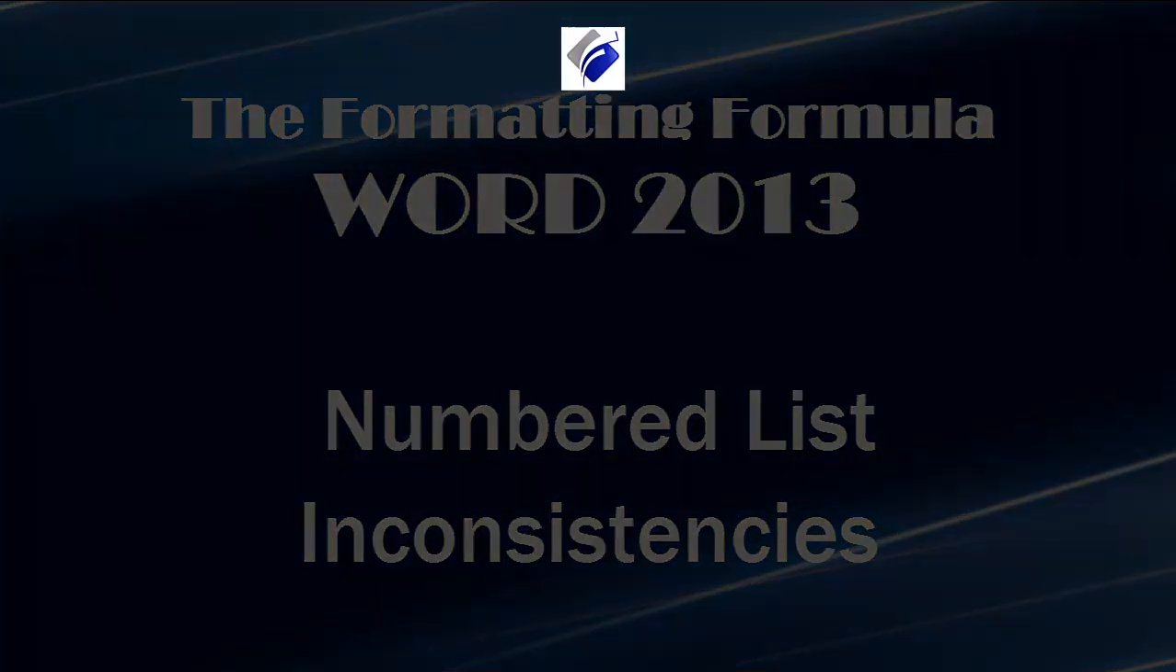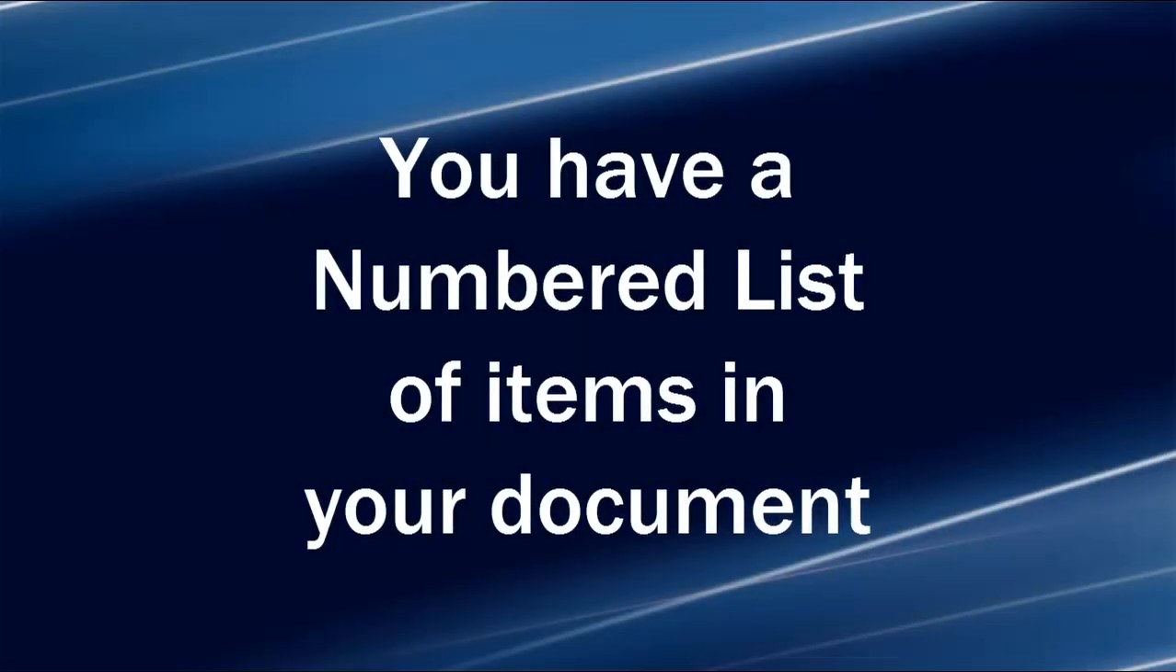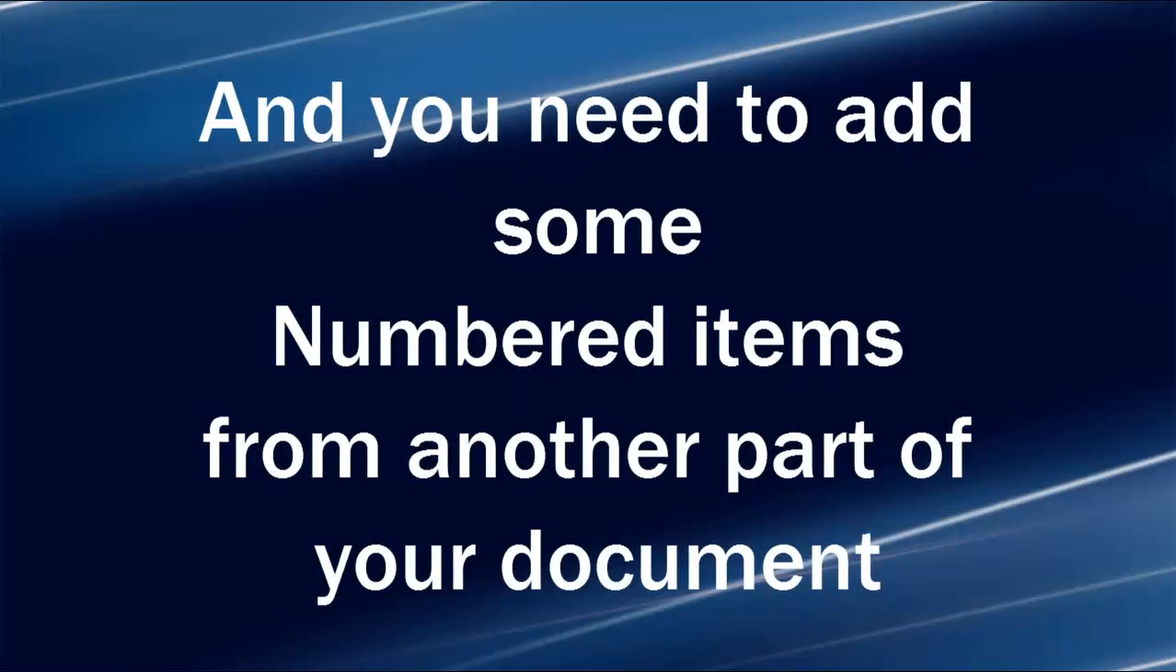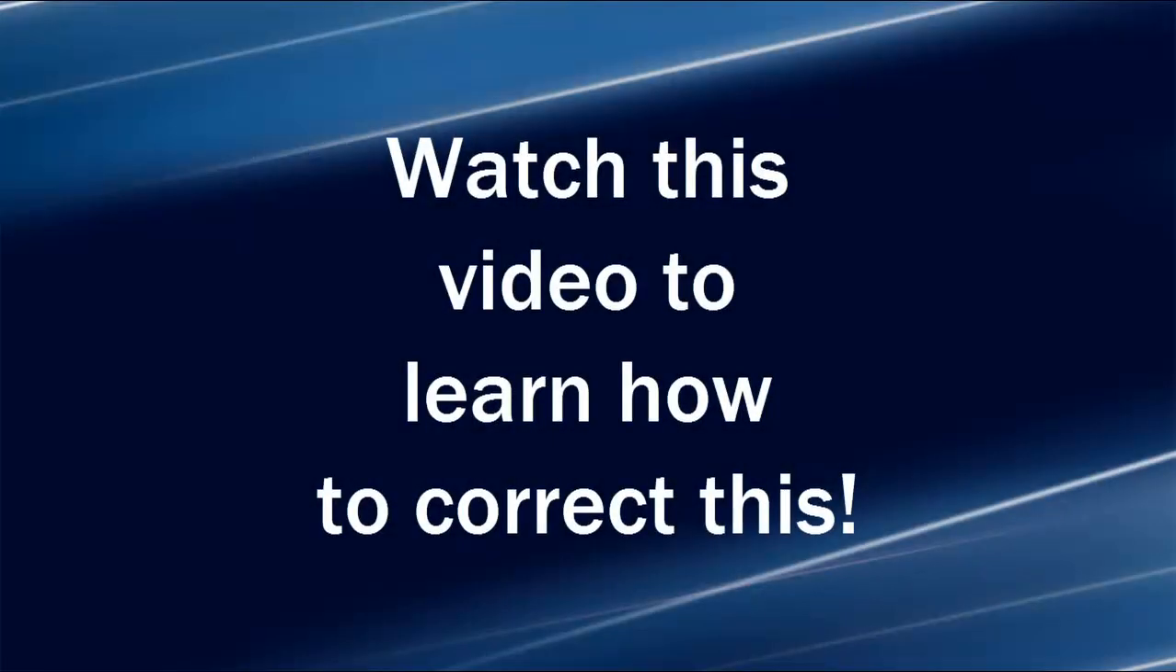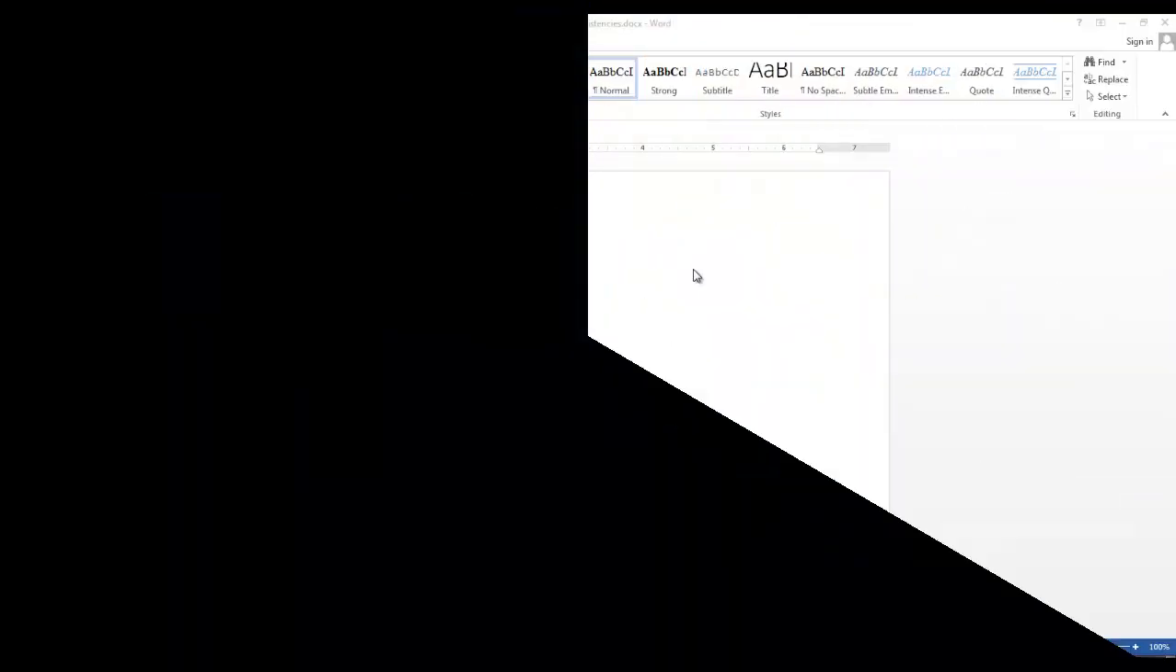Here's the scenario. You have a numbered list of items in your document, and you need to add some numbered items from another part of your document into the middle of the numbering, but the numbering restarts over at 1. Watch this video to learn how to correct this.